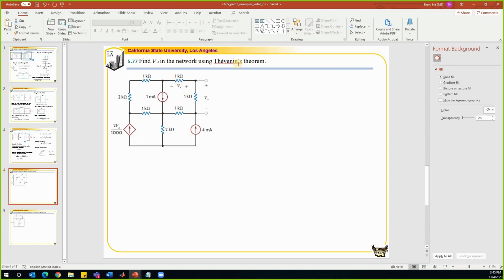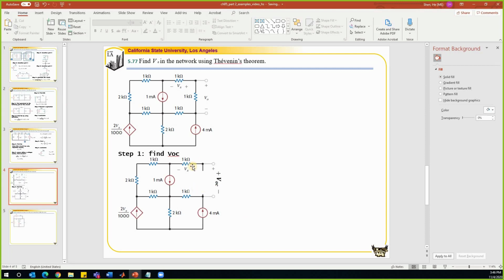The idea of using Thevenin's equivalent theorem to solve this problem is to find the equivalent to the rest of the network, except this 1K resistor. So how do we find VOC here? I cannot see the answer right away. It looks like I need to use either nodal analysis or loop analysis, right?